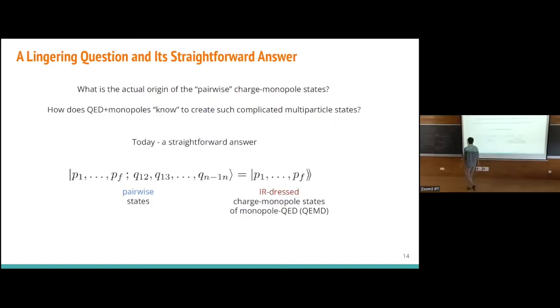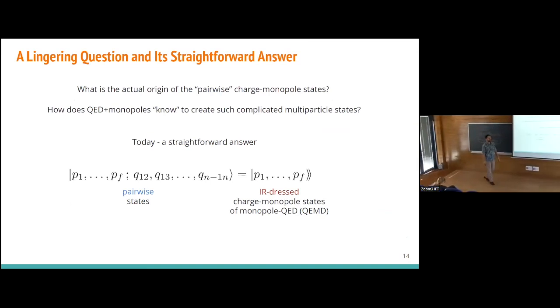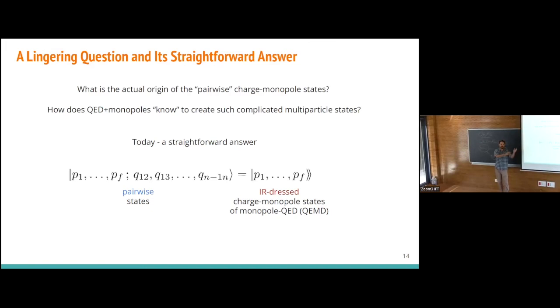Okay, and after this very long half-the-talk introduction, let me get to the actual point of the paper that we just put up recently. We had this fancy group theory definition of the multi-particle states, but we always thought that the physics should be somehow related to the fact that the monopoles and the charges exchange soft photons between them.